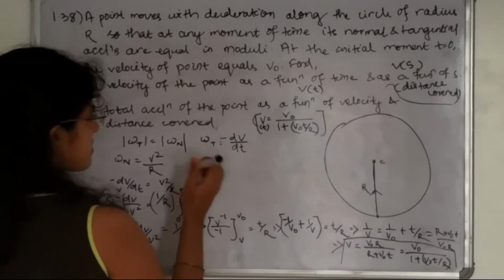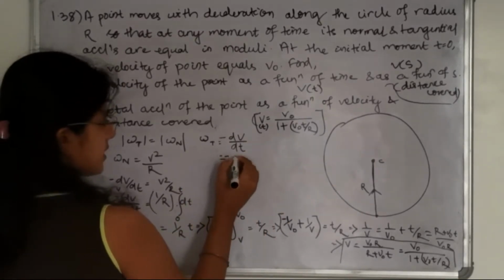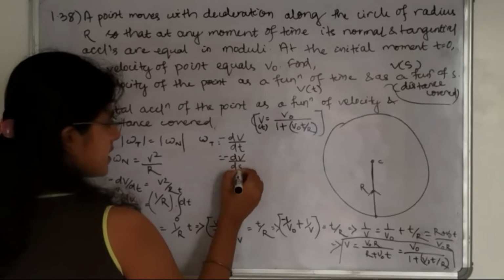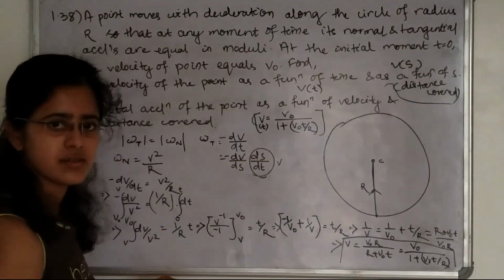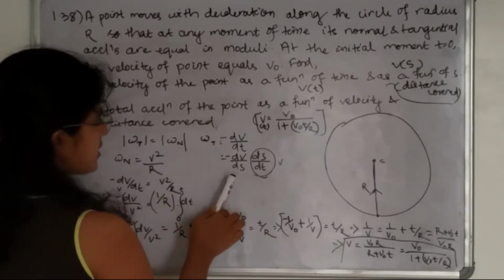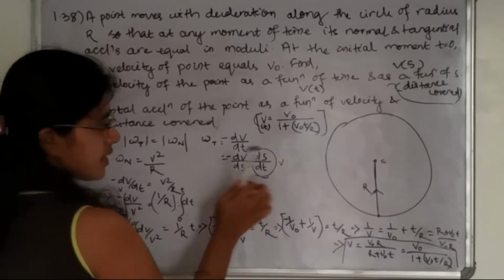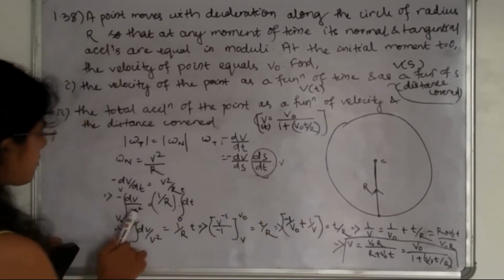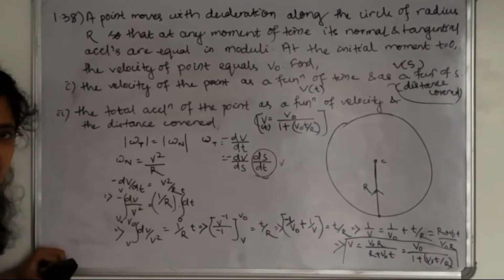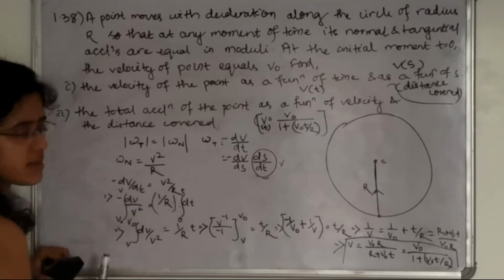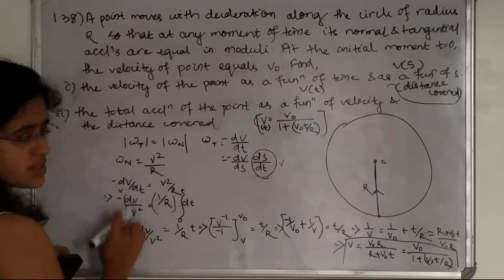How can we find this? This is minus dv by dt, which is minus dv by ds into ds by dt. ds by dt is equal to velocity. So omega t is how much? Minus dv by ds into velocity. Here put this: minus dv by ds into v is equal to v square divided by r. So v cancels out. Only one v is here.